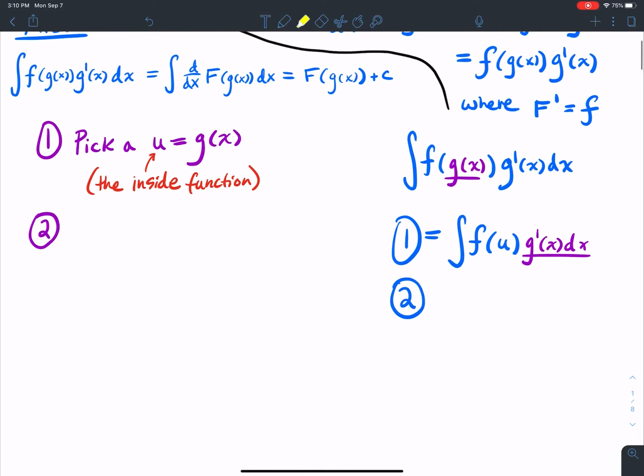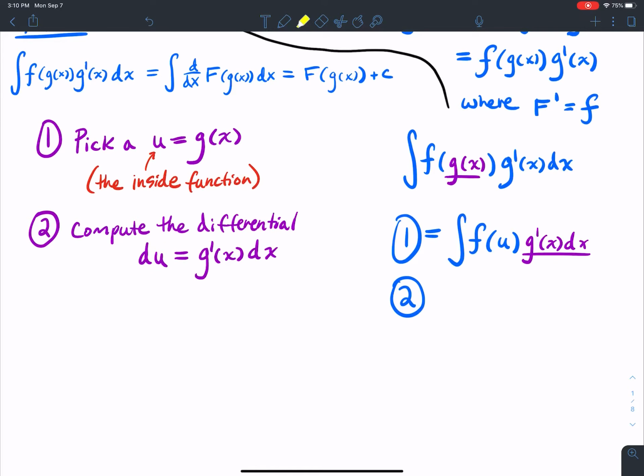Step number 2, after I pick a u, then I try to compute the differential. So I take the derivative of u and I get du. Okay? The derivative of g of x is g prime dx. That's the differential.